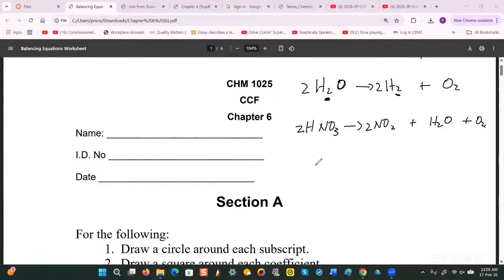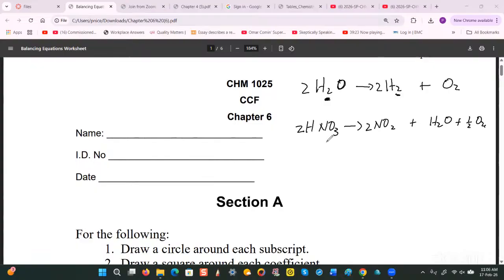So now we get to the oxygens. The total number of oxygens that we have on this side is 2 plus 3 is 6. On this side, we have 2 times 2, 4, plus 1, 5, plus 2, 7. So the question is, how do we balance the oxygens? This might look a bit unusual, and there are several ways of approaching this, but what I would do is place a half right here, right? The reason is that half of 2 is 1. 1 plus 1 is 2. 2 plus 4 is 6. And that balances with the 6 oxygens on the left.